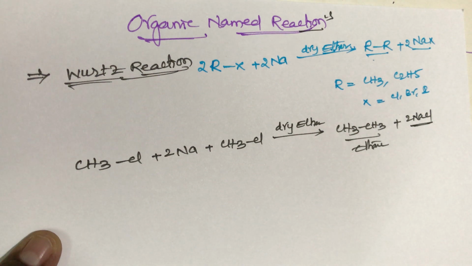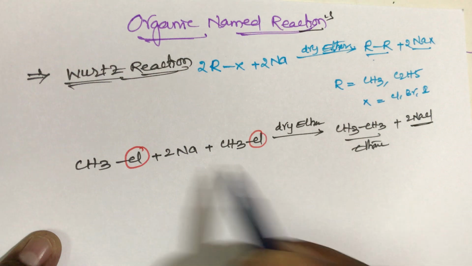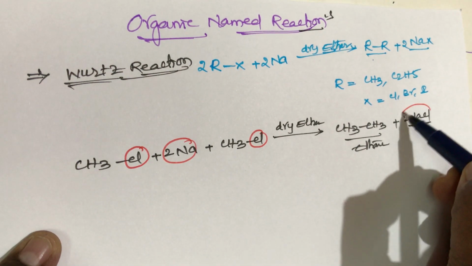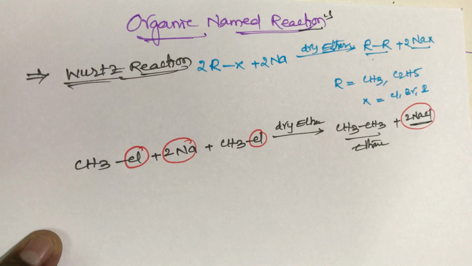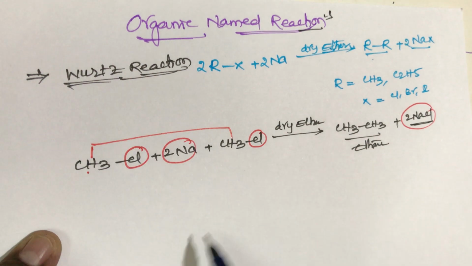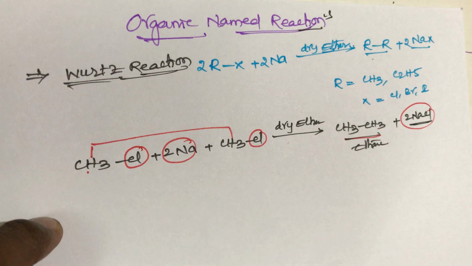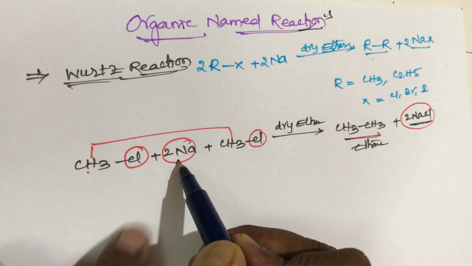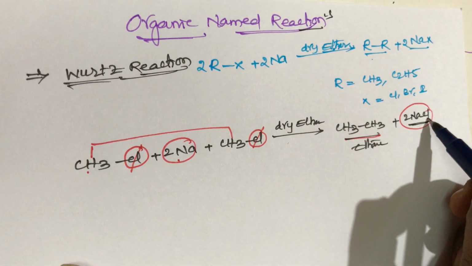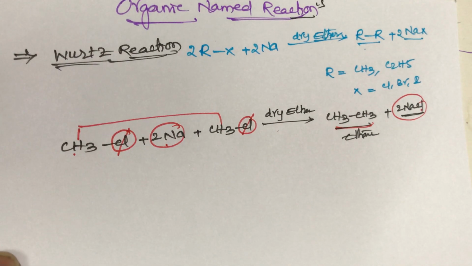In this reaction, we take 2 moles of sodium and 2 chlorines, 1 chlorine from each methyl chloride. The 2 NaCl are eliminated, and the remaining CH3 group combines with the other CH3 group, so we get CH3-CH3, ethane. Simply remember: 2 NaCl is eliminated and ethane is formed. This is the simple trick for the Wurtz reaction, students.